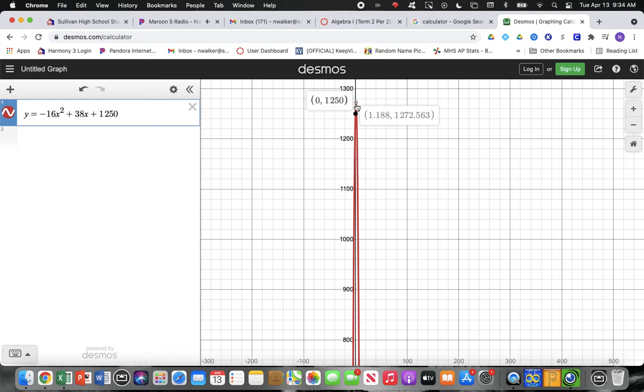So I do want to show you guys this vertex point that we're looking at here. The x coordinate is 1.188. This vertex up here, this is actually the highest point. That is telling you on this graph, it takes 1.1 seconds, and it's actually going to go up to 1,272 feet. So when that object is thrown, it starts out at 1250 and it ends up at 1272. How high did that object go up in the air before it started dropping? If it starts out at 1250 and ends up at 1272.